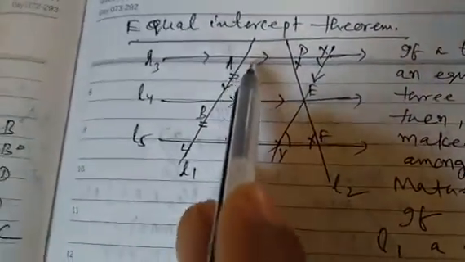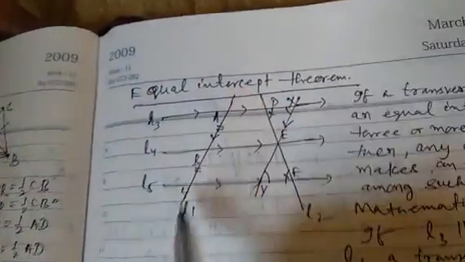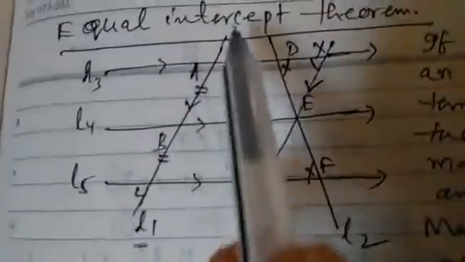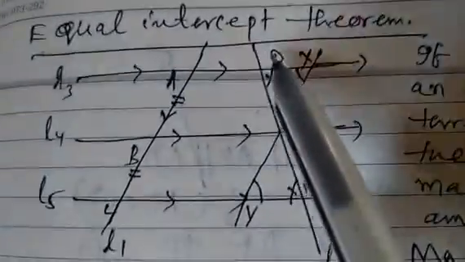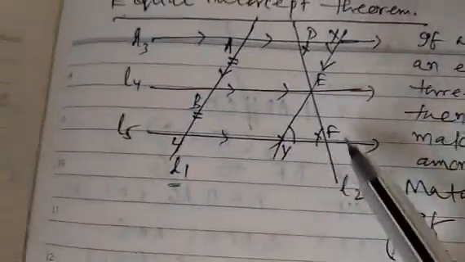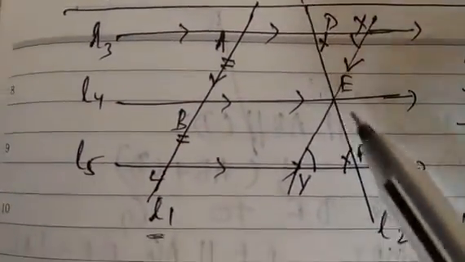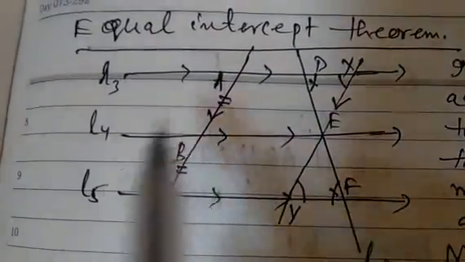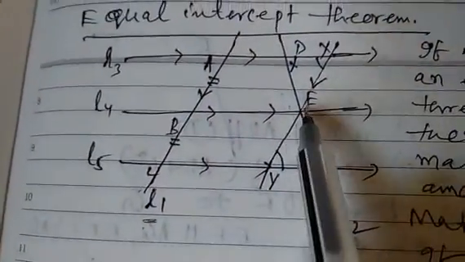We have given here AB is equal to CB, and we have the line L1, this is the transversal. This makes an equal intercept here. We have taken another line, that is L2. You have to prove it also makes equal intercept. That is, you have to prove PE is equal to EF. For that, let us try to draw a line parallel to the first transversal line L1 through E.